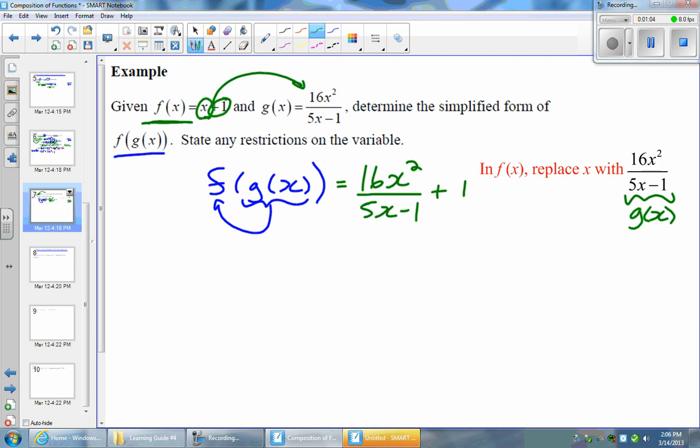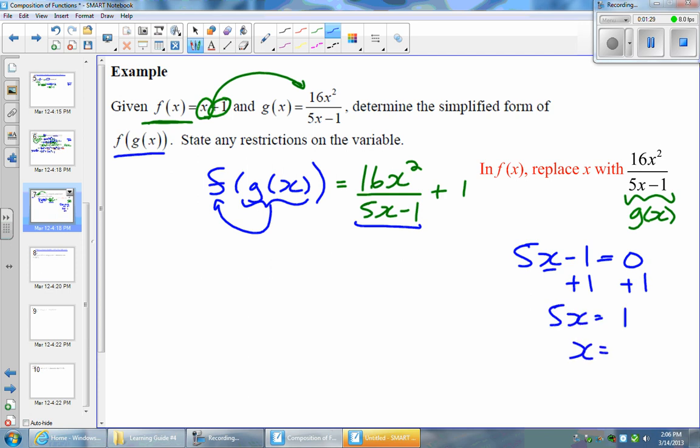Okay, so from here, because we do have a rational expression involved, we need to state the non-permissible values. And the non-permissible values come from that denominator, 5x minus 1. Set it equal to 0 and solve for x. First thing you want to do is add 1 to both sides. I have 5x is equal to positive 1. Finally, I divide both sides by 5, which means I get a non-permissible value at 1 over 5.